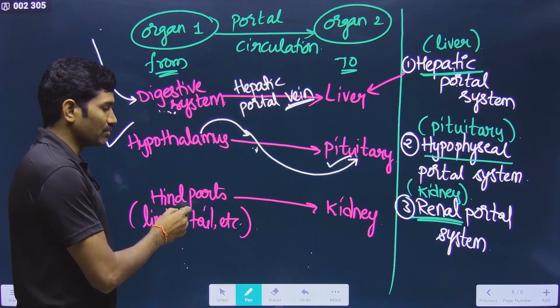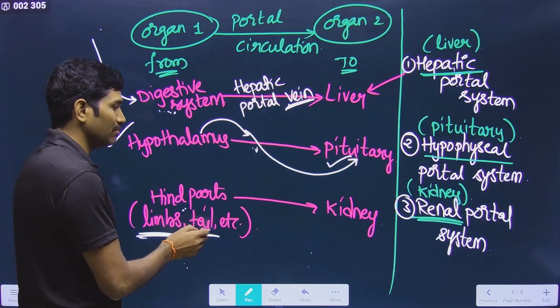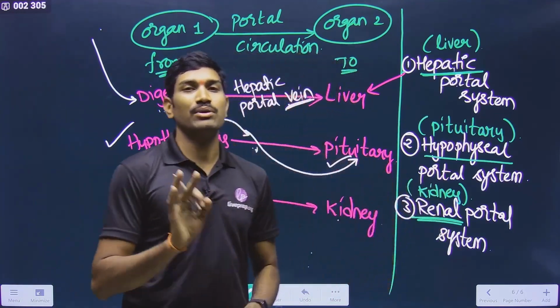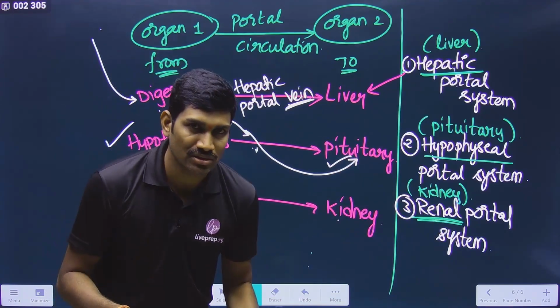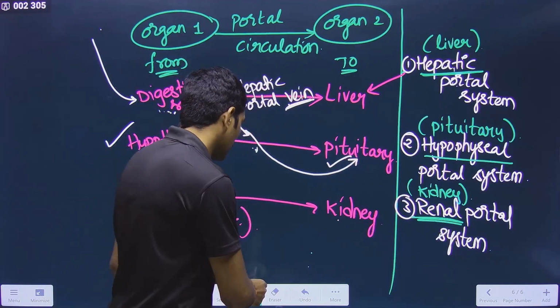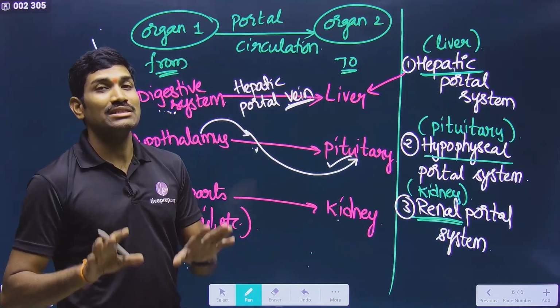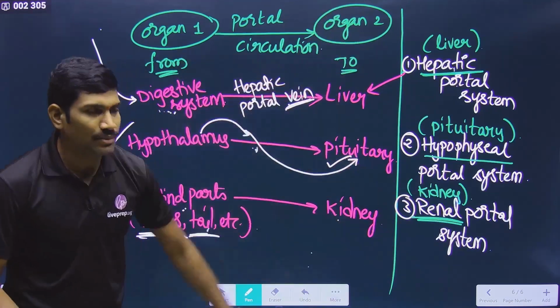Renal portal system: from the hind parts, like the hind limbs and also from the tail, it is collecting the blood and finally reaching the kidney. Nice. These are the three important types of portal systems we are studying in higher organisms. But my question is, out of these three, how many are present in human? This is the important question.